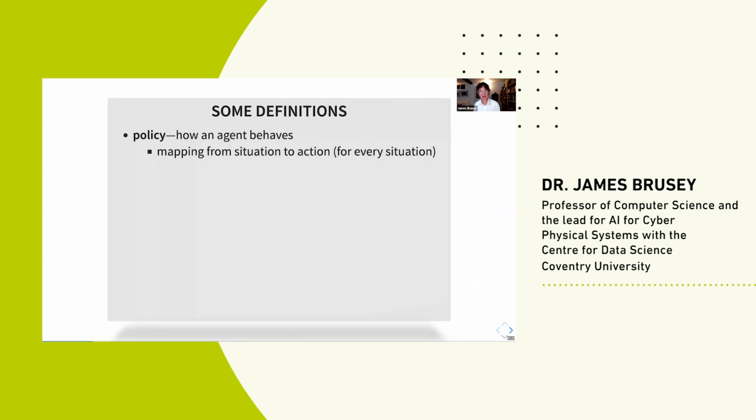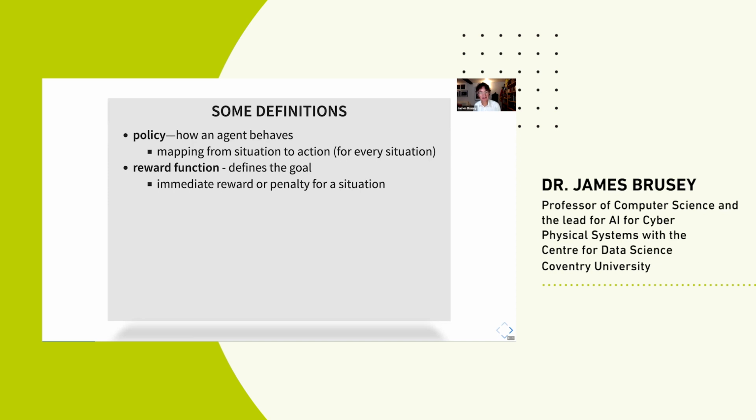Okay, so let's go through some simple definitions. Hopefully this will make the corresponding discussion a little bit easier to understand. So policy is a term used to talk about how the agent behaves, the mapping essentially from each possible situation to an action. And it's a complete set, generally speaking. So you have a complete mapping from all possible situations to the actions that would be taken in that situation.